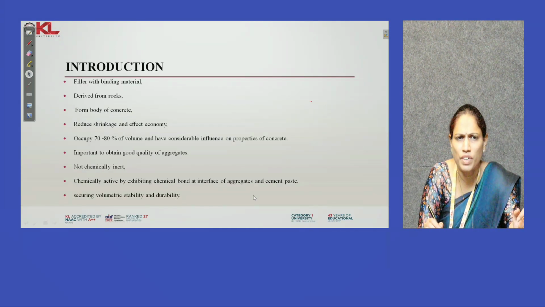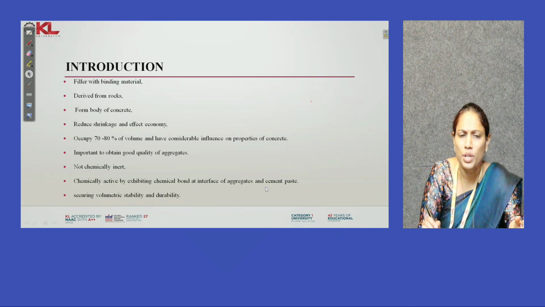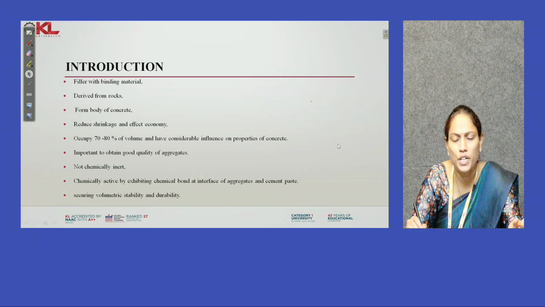So, introduction: aggregate is a filler material, derived from rock, that forms the body of concrete, reduces shrinkage and affects economy. It occupies 70 to 80% of the volume of the concrete. To obtain good quality aggregates it is important that they are chemically inert, with chemical bond at the interface of aggregates and cement paste, securing volumetric stability and durability in the concrete.